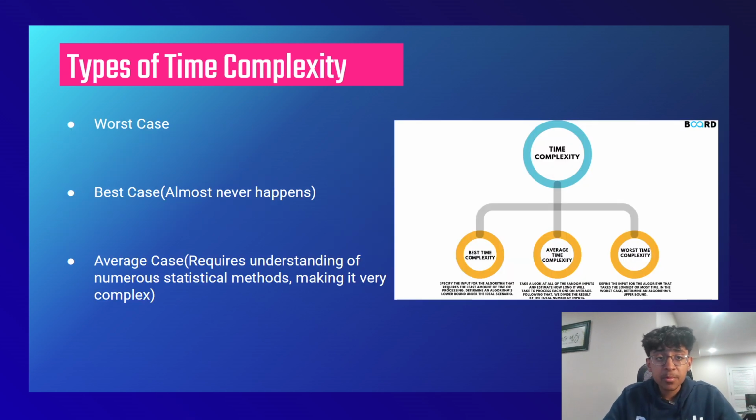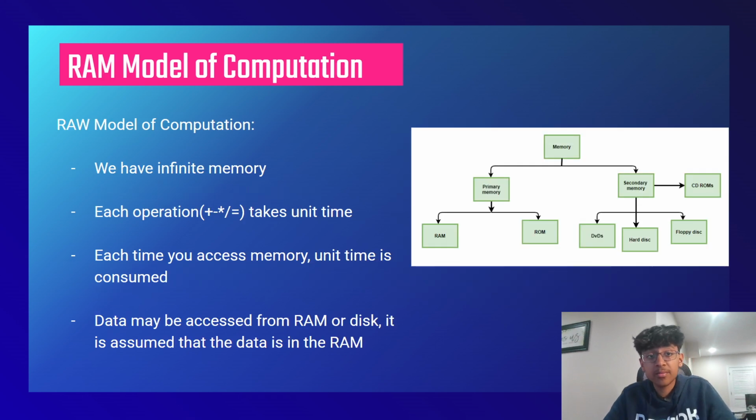Now let's look at the types of time complexity. There's the worst case, there's the best case, which almost never happens, and then there's the average case, which requires the understanding of numerous statistical methods, making it very complex. We typically look at the worst case because that's the one that we like to consider, and it has the highest chance of happening.